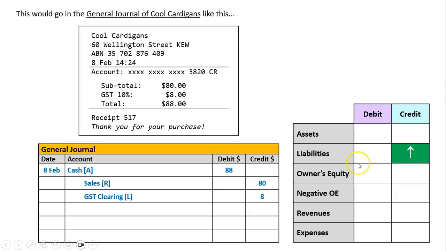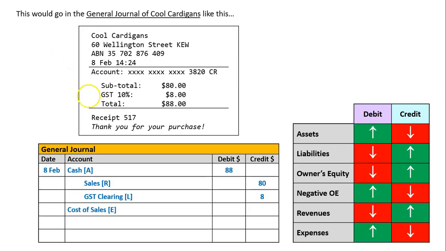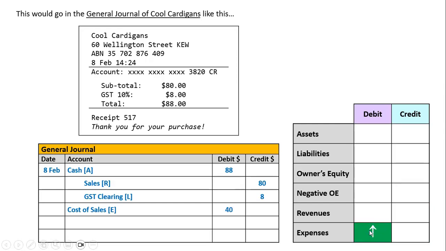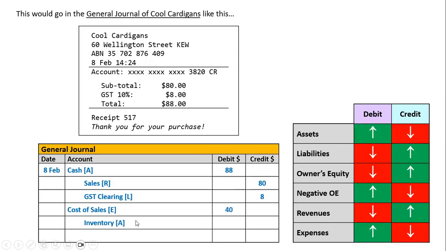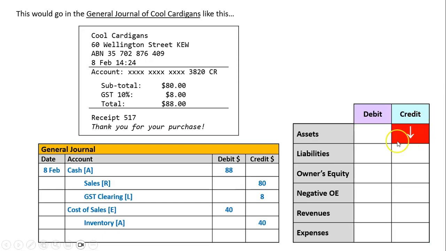Every sale must have a cost of sale. We can never tell that from the receipt though, because businesses don't give that to the customer. We don't want the customer to know what the goods cost us. So we have to infer it from knowing that there's a 100% markup applied to the sales of Cool Cardigans. So we'll start with that. That's a cost of sale expense. When an expense goes up, that's a debit. And we had to sacrifice inventory today to make this sale. And inventory is an asset. So when we gave up the inventory, that asset went down. And you can see the credit there.